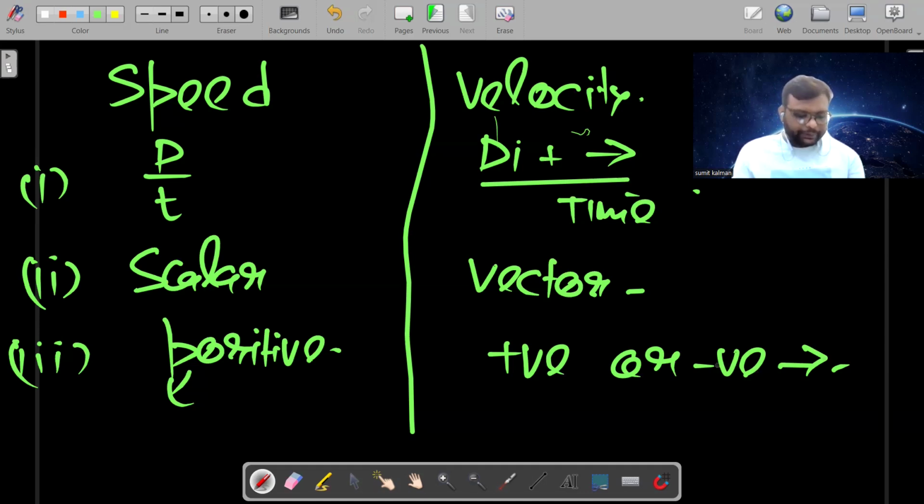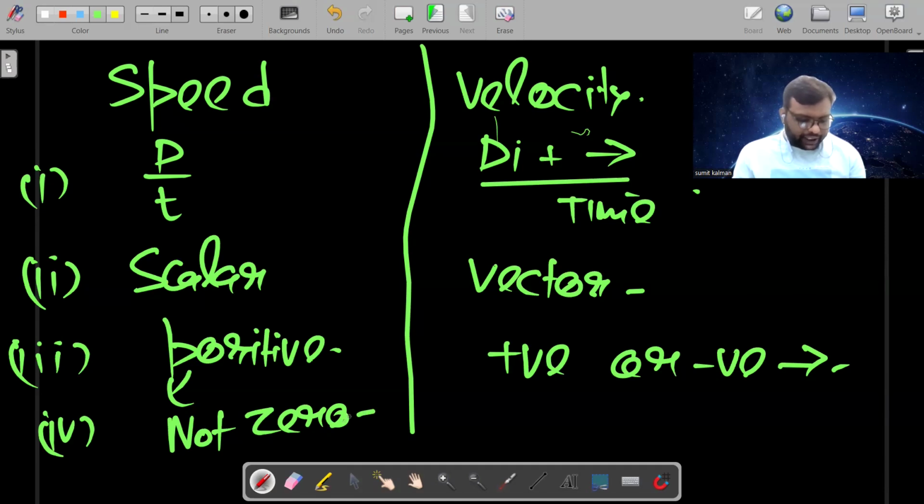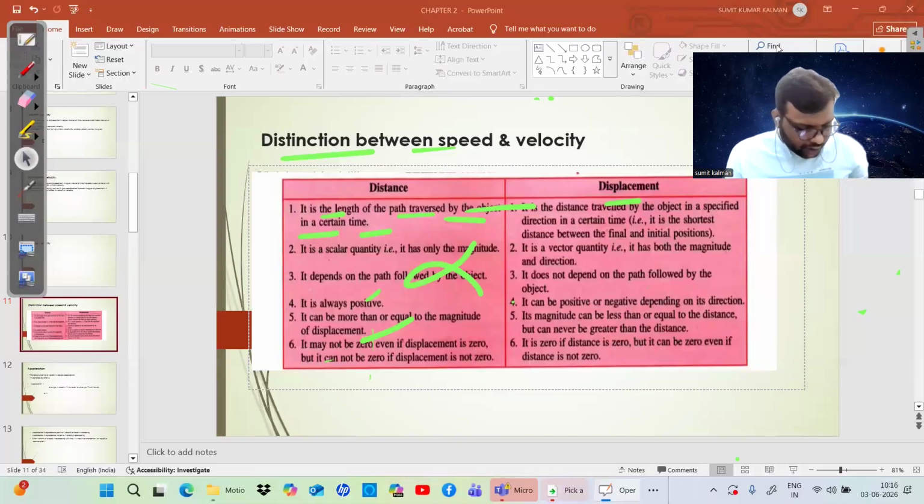And students, after one round in a circular path, the average speed is not zero. But after completing each round along a circular path, the average velocity is zero, because the direction will change. And if you take the vector sum, it will come out to be zero. So this was all about the difference between speed and velocity.